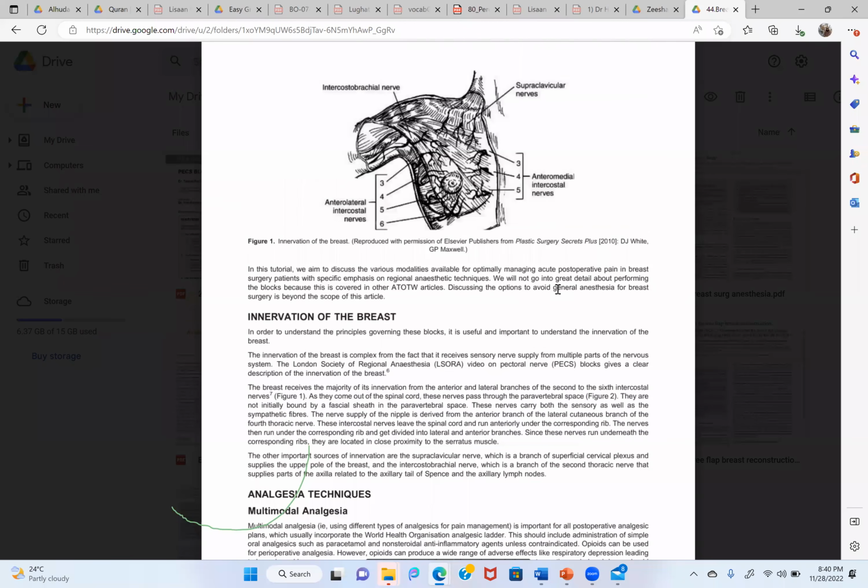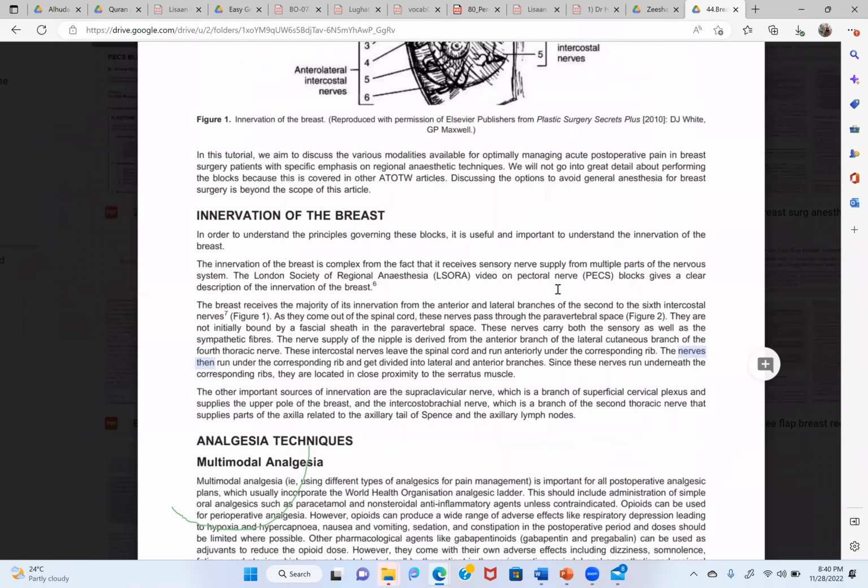To choose the options for analgesia, you should know something about the innervation. It is from the intercostal nerves, specifically the anterior and lateral branches of the second to sixth intercostal nerves. There may be variations of one or two levels up or down, usually one level, and the nipple level is around T3 to T4.